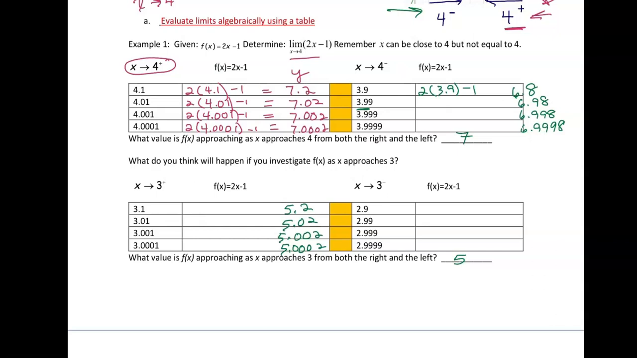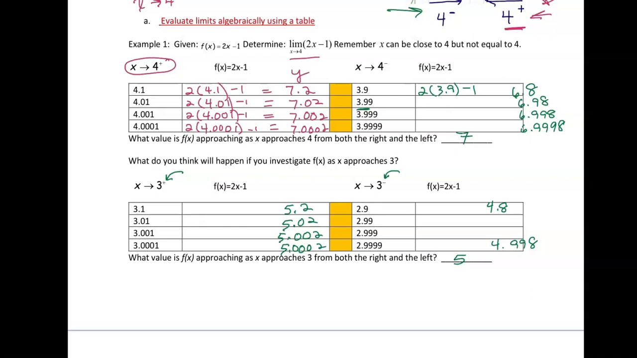5.0002. And then from the left, remember this notation. These are bigger numbers than 3. These are smaller numbers than 3. So if you go right and left here, I'm going to start out 4.8. I'm going to go all the way down and get 4.998. You get the sense of it without me filling it all in and wasting your time.